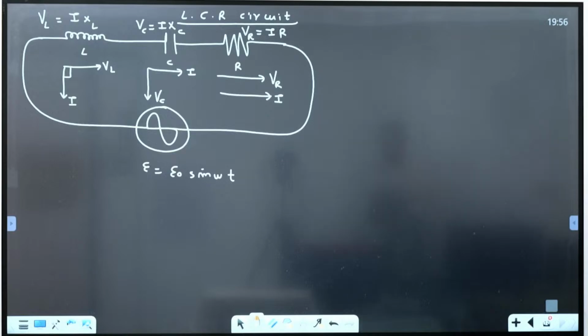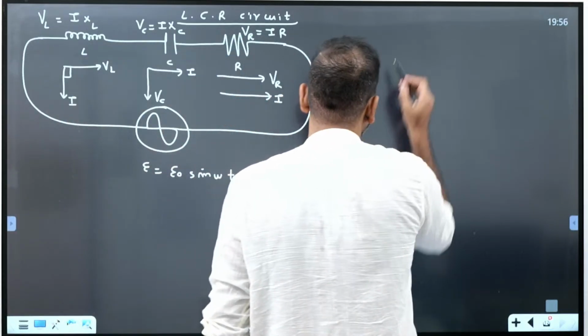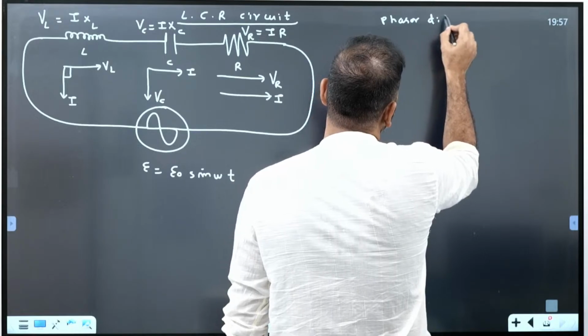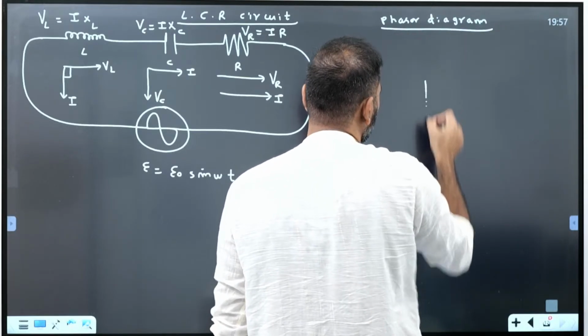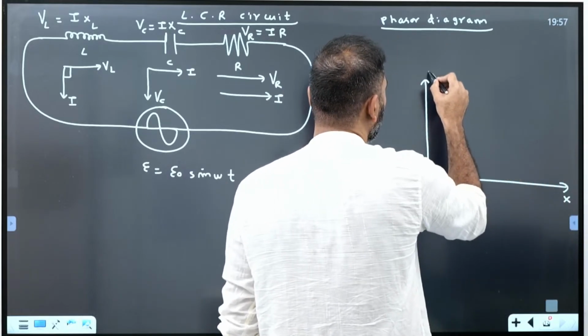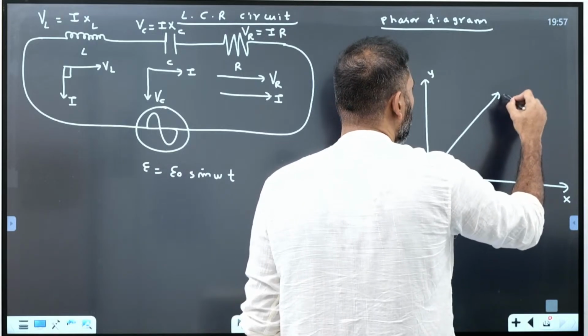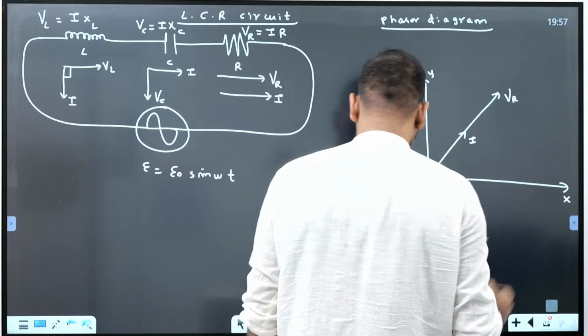All of you noted? Next, all of you drawn the figure, right? Next is phasor diagram. Phasor diagram of LCR circuit. This is the phasor diagram, X, Y. I am drawing voltage across resistor in this direction. So current is in the same direction.